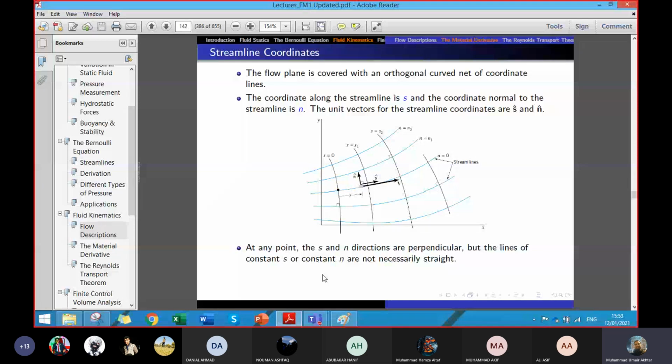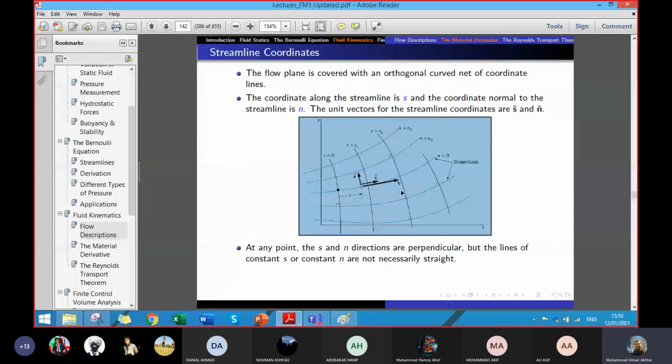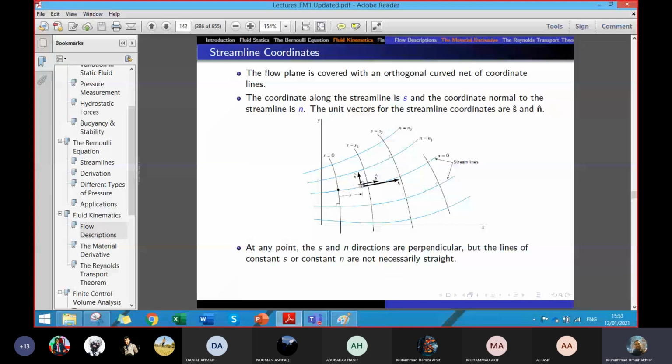So what we do, we define the streamline coordinates along the velocity always, because we know that velocity is tangent to the streamline. So we define the streamline direction along the velocity vector. So the velocity vector is dependent on the streamline coordinate and the normal coordinate, right? Is it clear? Yes, sir. So we know that the velocity vector will depend on the S as well as the N direction.